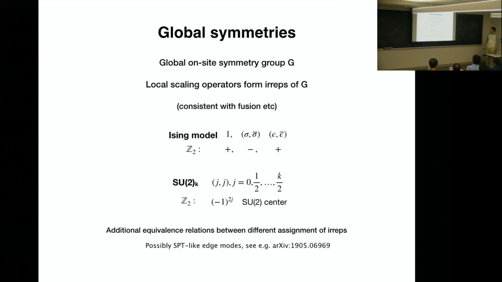So if we want to actually get a classification of these symmetry-enriched CFTs, then one has to be a lot more careful about equivalence conditions between these different assignments of representations. And as discussed in this recent paper, I think by Ryan and probably others in the audience, one has to consider SPT edge modes. So I'm not going to talk about this at all.